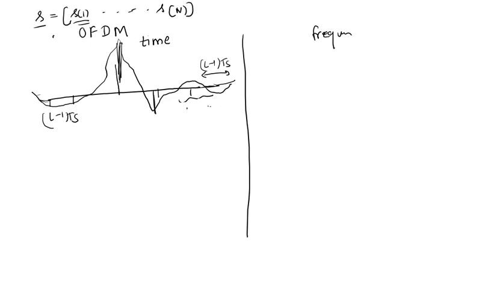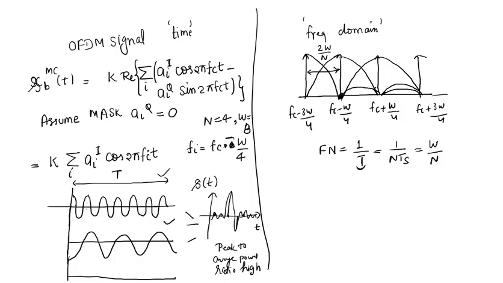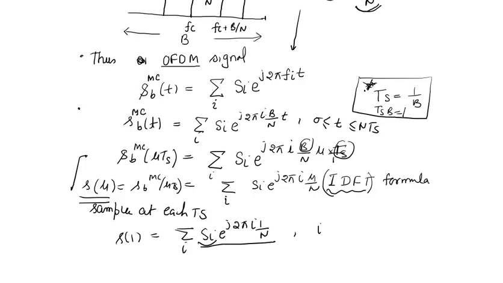This is why OFDM suffers from a high peak to average power ratio, high PAPR. It means on average the power will be low, but sometimes there will be some peaks where all of these signals will be in phase.